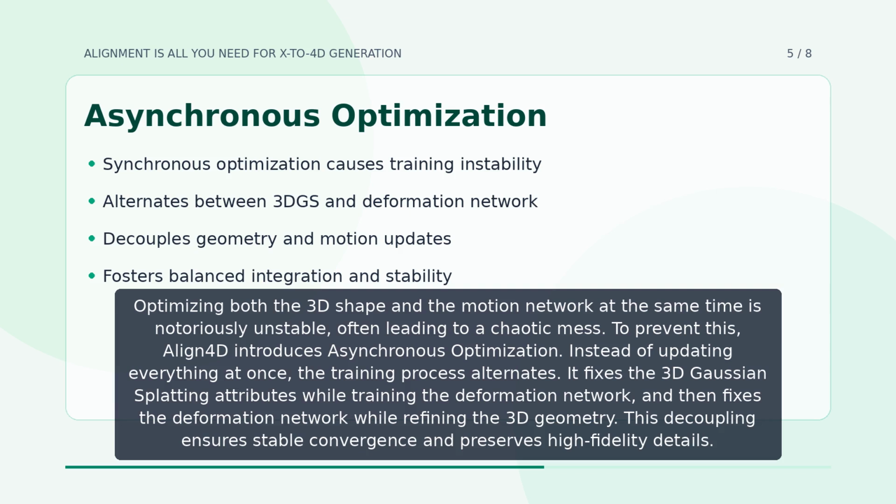Optimizing both the 3D shape and the motion network at the same time is notoriously unstable, often leading to a chaotic mess. To prevent this, Align4D introduces asynchronous optimization. Instead of updating everything at once, the training process alternates. It fixes the 3D Gaussian splatting attributes while training the deformation network, and then fixes the deformation network while refining the 3D geometry. This decoupling ensures stable convergence and preserves high-fidelity details.